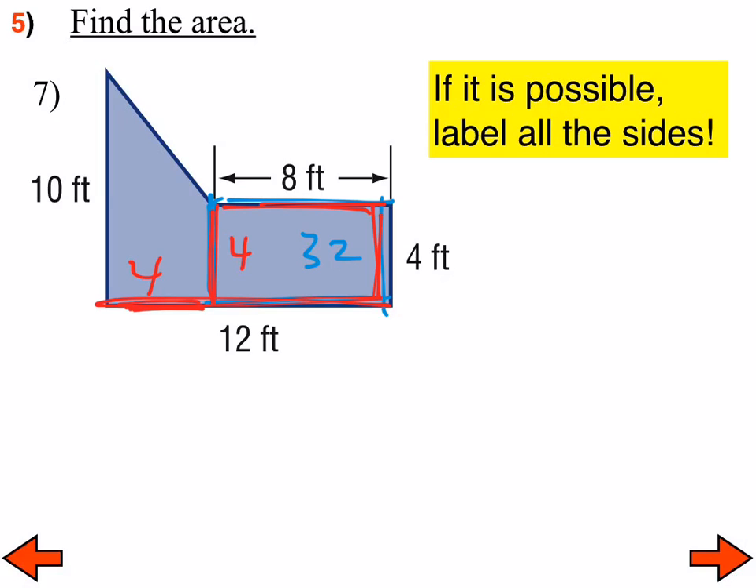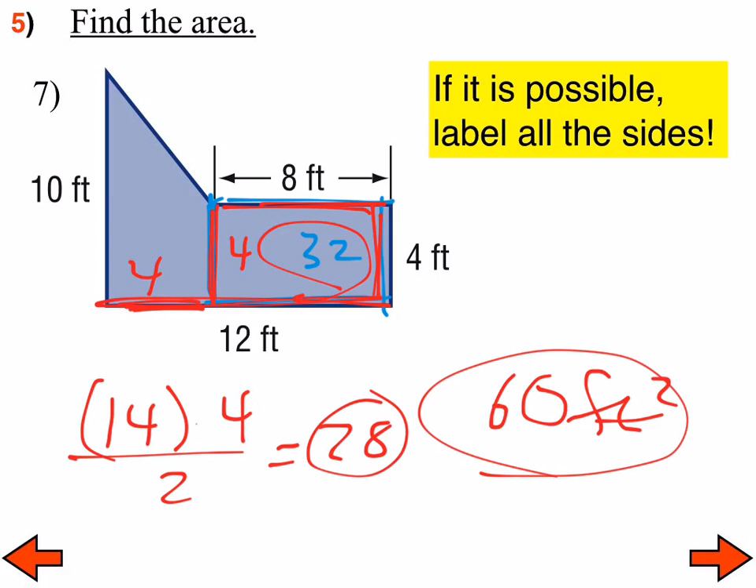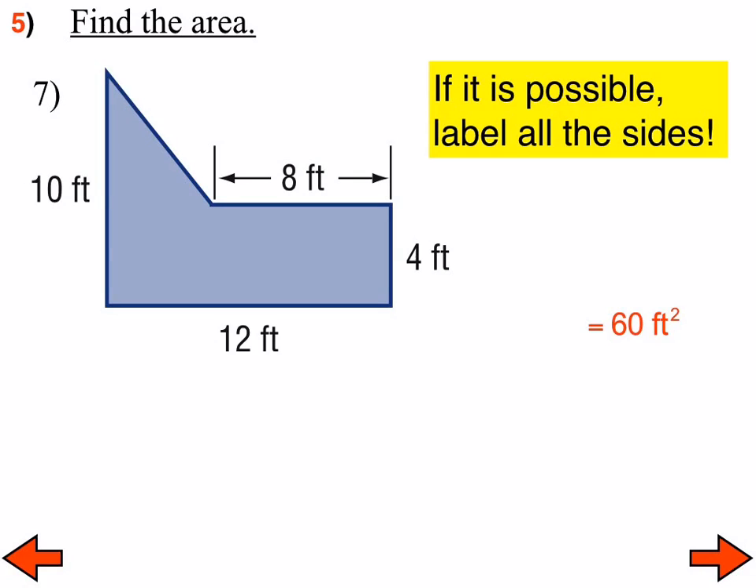So the sum of the bases is 14. We'll multiply that by the height and then take half of that. So that's 56, so that's 28. 28 and 32 is, once again, 60 square feet. Does not matter which way you break it up. Okay? All right, try with your shoulder partner. Number 6.